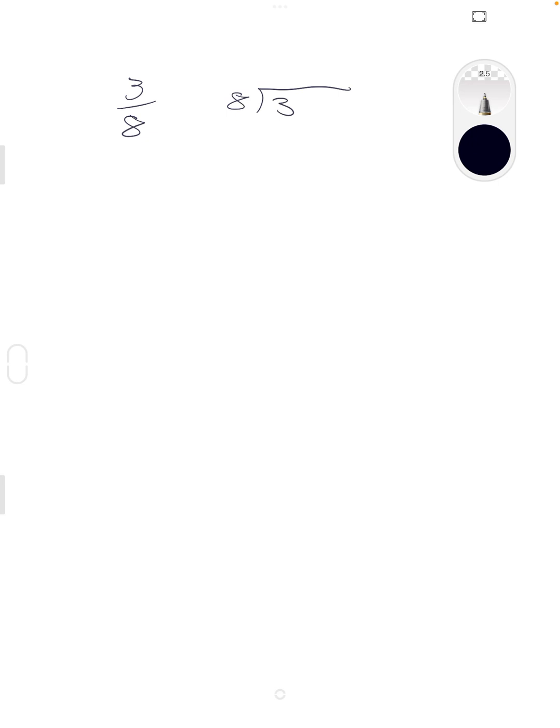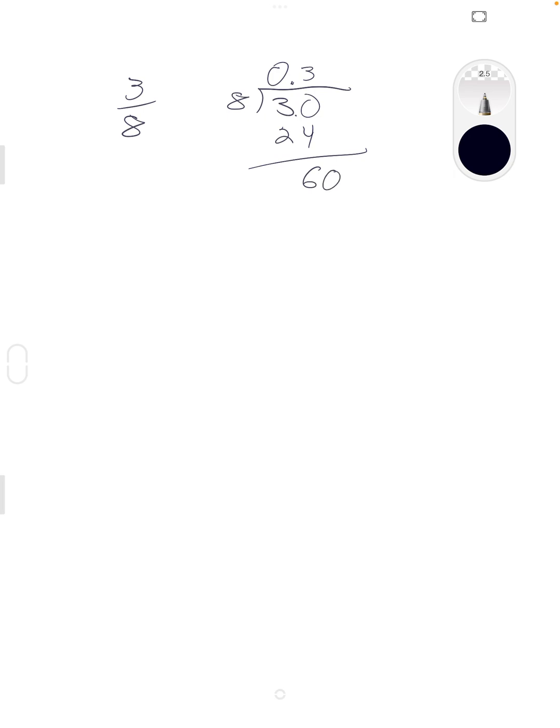Again, if you're good at this, that's fine. 8 goes into 3 0 times. So I put a 0 there and I put the decimal there. Okay, 8 goes into 30 3 times. 8 times 3 is 24 with 6 left over. 8 goes into 6 0 times. That should have worked out.